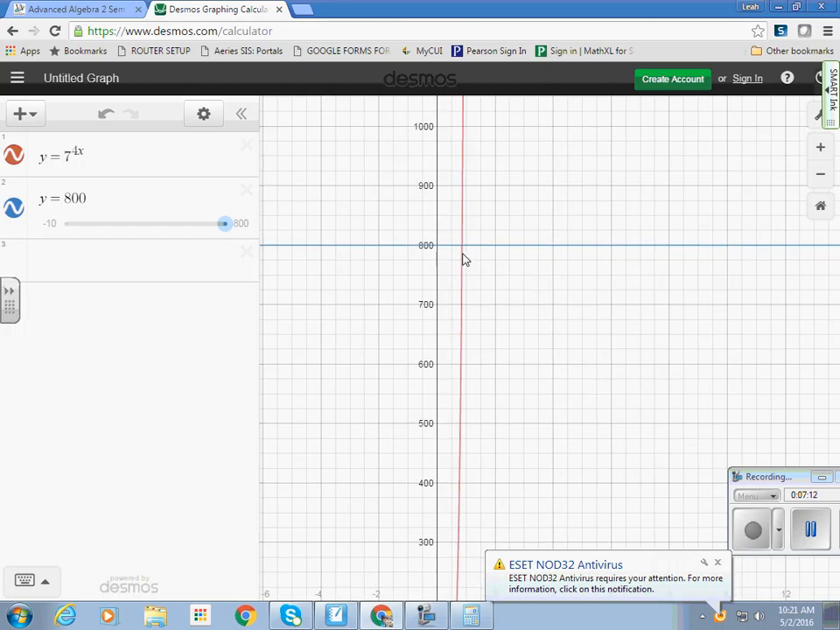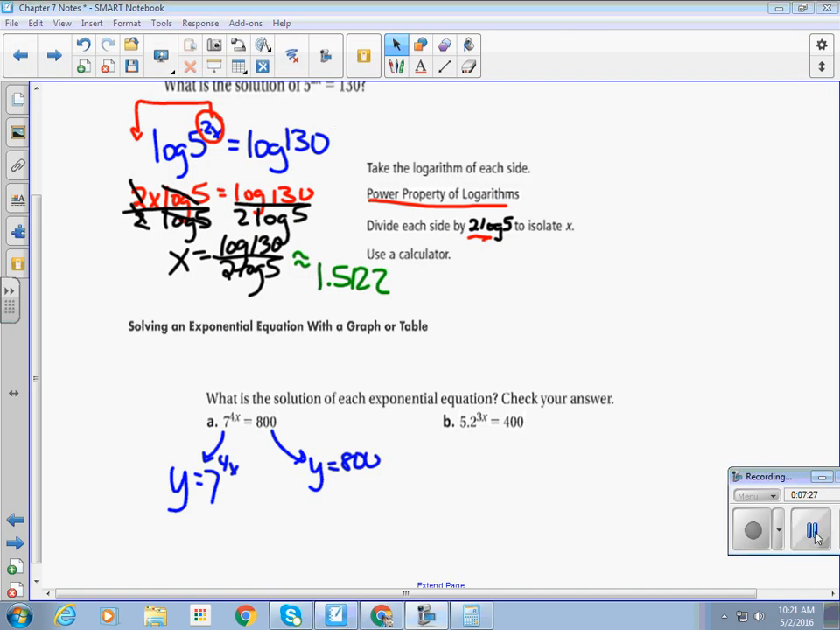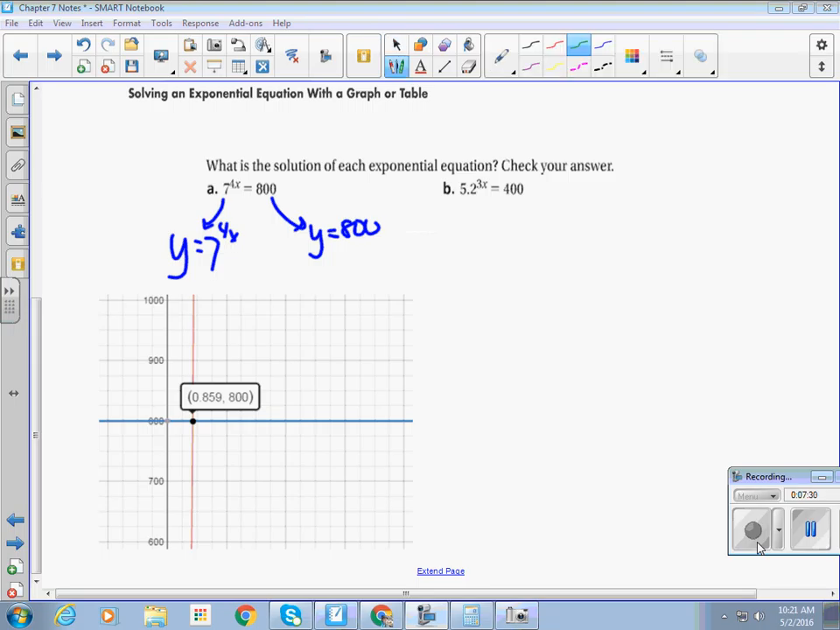And where they cross, you get x is equal to 0.859. So the answer is x is equal to 0.859. We're going to do the same thing with our other equation. We're going to go y equals 5.2 to the 3x and y equals 400.